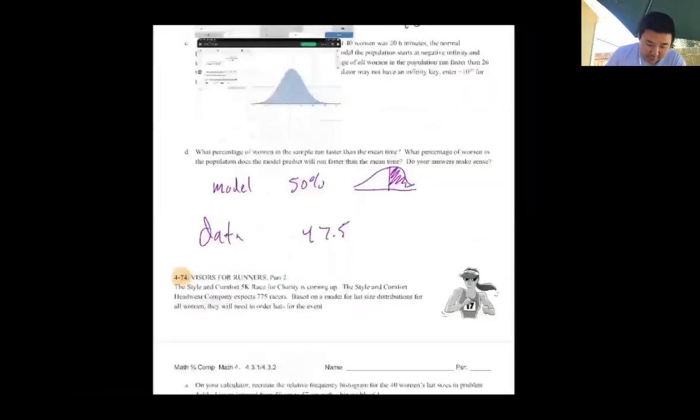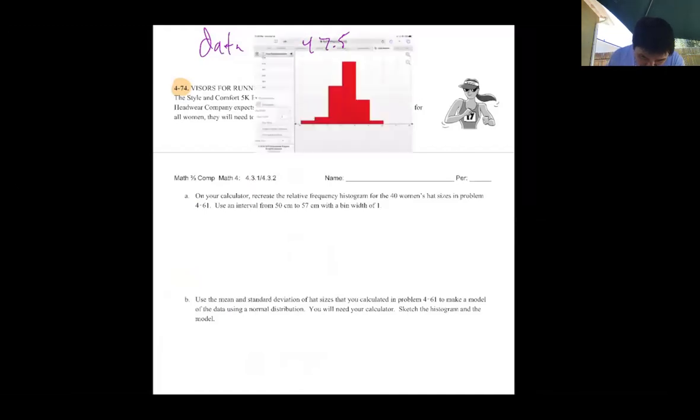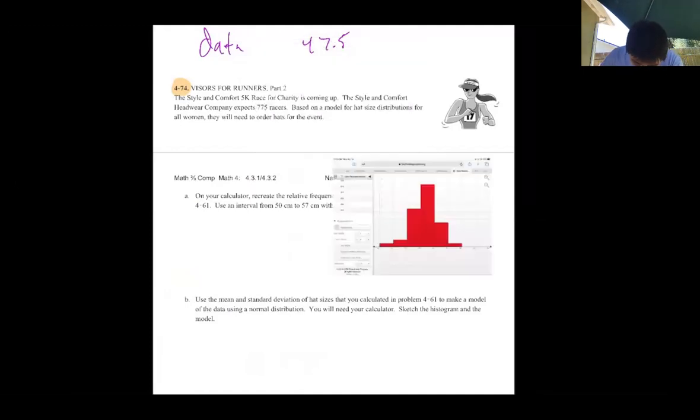47. Advisors for runners part 2: a style and comfort race, 775 racers. Based on the model of your hat size distribution for all women, you need to order hats for the events. On your calculator, recreate the relative frequency histogram for the 40 women with the hat size problem. I think I have the picture. Use the mean and standard deviation.